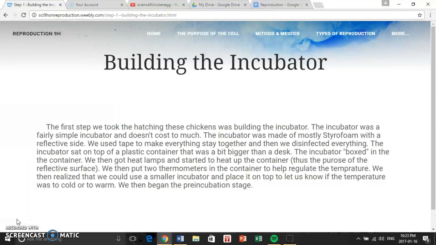We disinfected the incubator and then cut a hole at the top. We had a small makeshift incubator that we placed the eggs in before we started actual incubation. So we placed that on top to help regulate the temperature. We then started to shine the heat lamps into the incubator. Once it was up to standards of heat, we started pre-incubation.